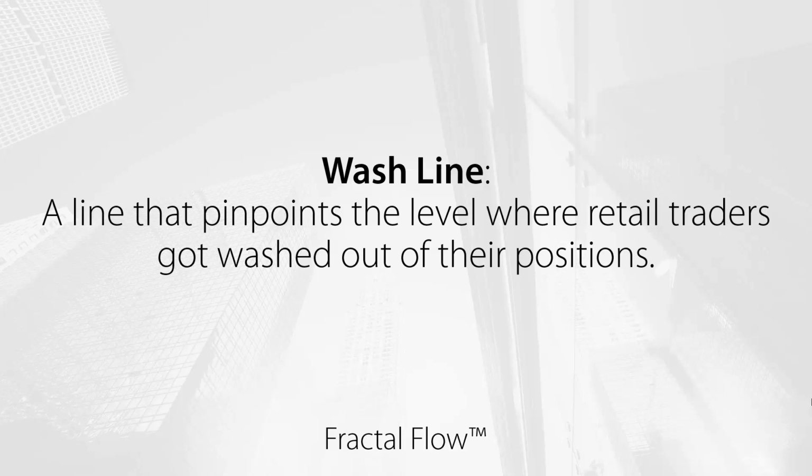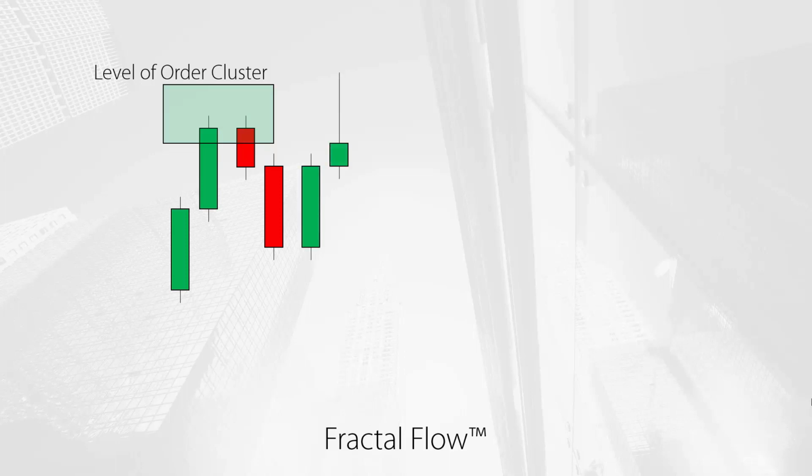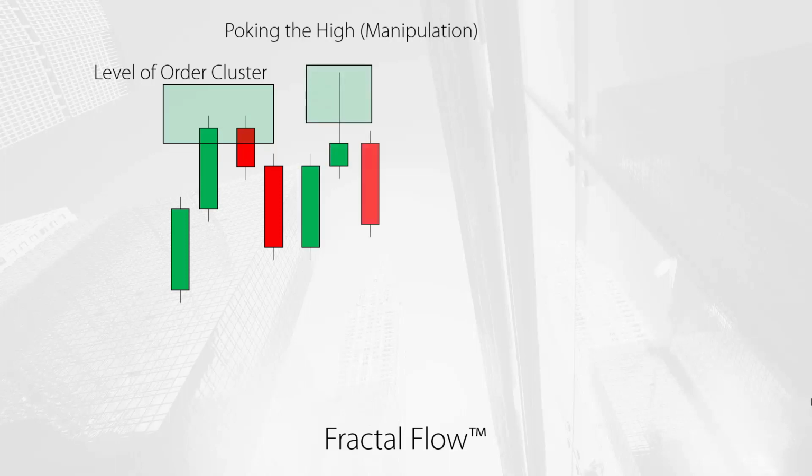In this illustration we can see price approaching a high where an order cluster will probably exist as a result of retail breakout traders willing to go long in that particular high. Price will spike that high without closing above it, and then it will move down, often creating a new low. At this point we can draw a wash line. The starting point is the high that was poked, meaning the high where retail traders were washed out of their positions. Observe that the candle spike itself creates a very good place for a stop-loss order.